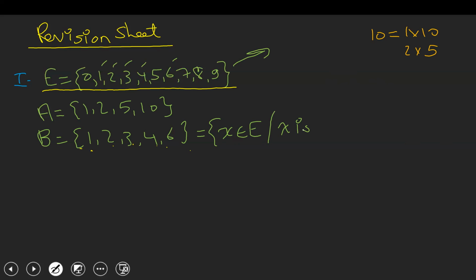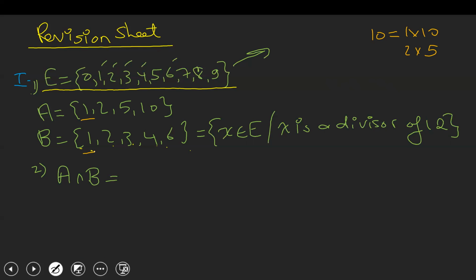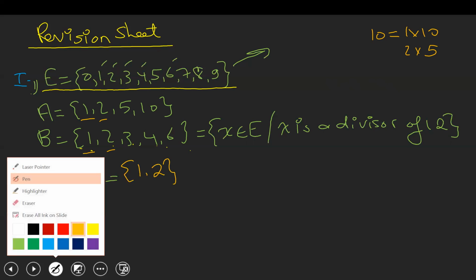So X, which is set B, X is a divisor of 12. Now we go to the second part. This was the first part. The second part says write in extension A intersection B. What do you mean by A intersection B, or we read it A and B? It means the common elements between A and B. Let's look for the common elements. 1 is common, 2 is common also. Then the common elements are 1 and 2. This is A intersection B.